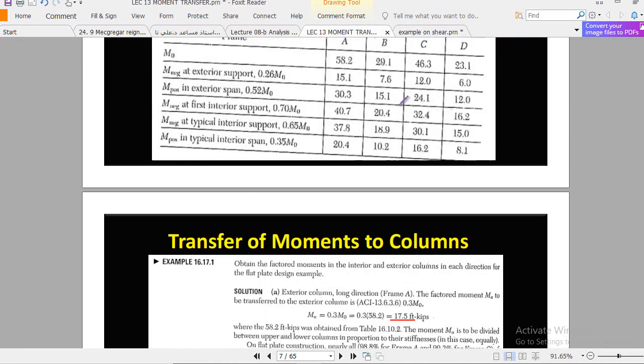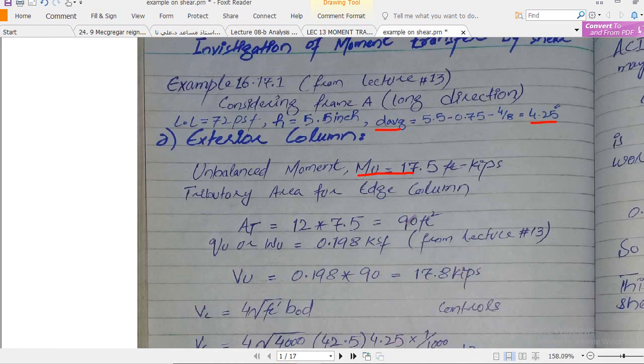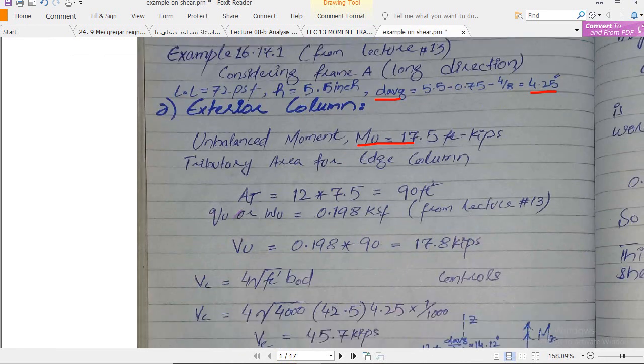If you see here, this is my diagram right here. For the H column, on this side, the column strip width is half of this panel and half of this panel. This is 12 feet, and in this direction it is 15 feet. So 15 divided by 2 gives me 7.5 and 12. So this is the tributary area, you can say this area, right? This is the tributary area for the H column, and we find this is 90 feet square.